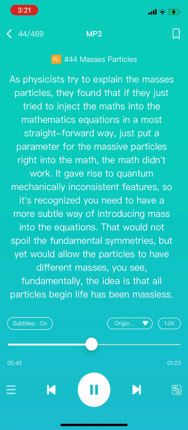You see, fundamentally, the idea is that all particles begin life as being massless. There's a high degree of symmetry associated with that. All of the particles have the same mass, 0. How do you inject mass without spoiling that symmetry, which is vital for the equations to make sense? The Higgs field does that. By immersing everything in this bath, this molasses-like bath, it turns out that the equations allow you to have your cake and eat it. The fundamental symmetries are deeply preserved, and yet the way in which the particles move, experiencing different resistance-like drag force, allows them to have different masses.